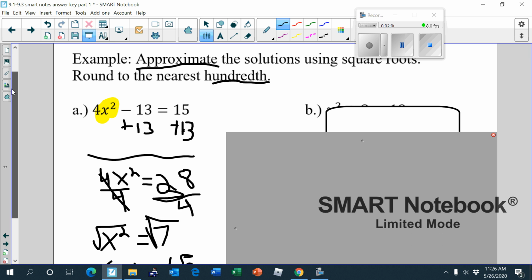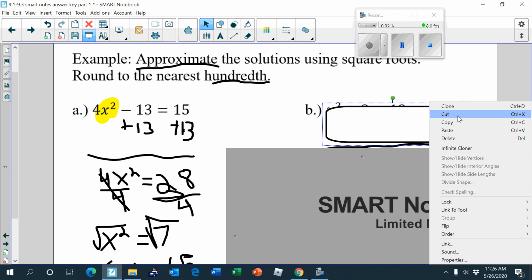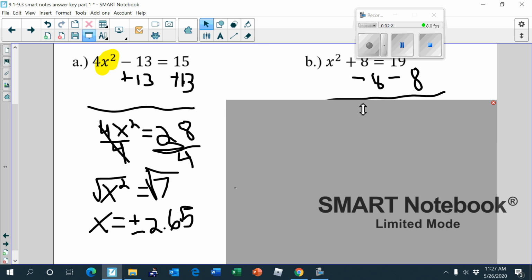All right, let's try example B. So same thing, we're going to try and get this x squared by itself. So to do so, we're going to subtract 8 from both sides. You get x squared is equal to 11.